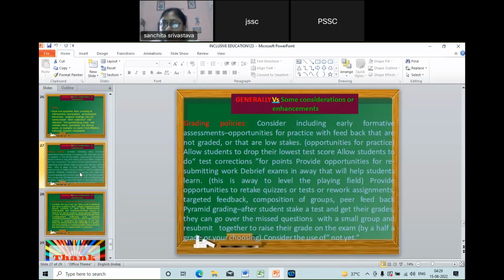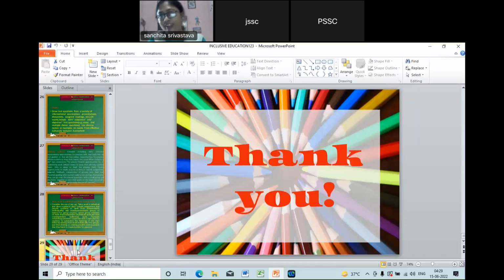See, this is again because we should be flexible in all ways. Then with a small group they resubmit together to raise their grades in the exam. See, this is not for the general children. We are definitely doing this with children with special needs, and it is we and only we who can deal with that. Okay, so here I have come to the end of the session.